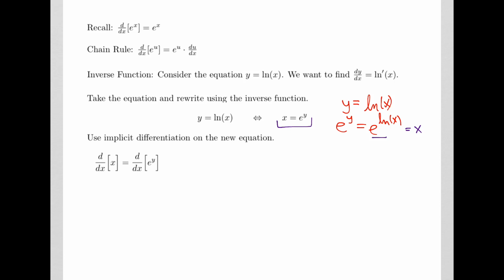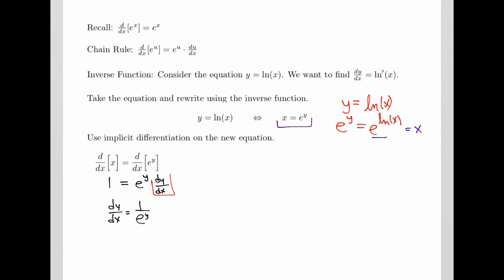Well, the derivative of x is 1. The derivative of e to the y by the chain rule is e to the y times dy dx. I can now solve for the rate of change, dy dx. And what do I get? dy dx is 1 over e to the y.